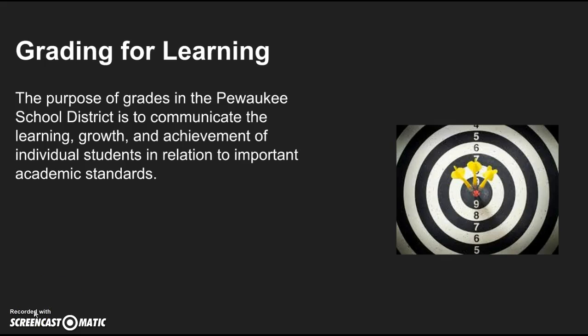As you can see displayed on the screen is the district's definition for grading for learning. Ultimately, what we're trying to do is make sure that the achievement of our students is related to academic standards, and that as we record that information, as we create our grades, as we share that information, we need to make sure that it's accurate, meaningful, consistent, and that it supports the learning of our students.